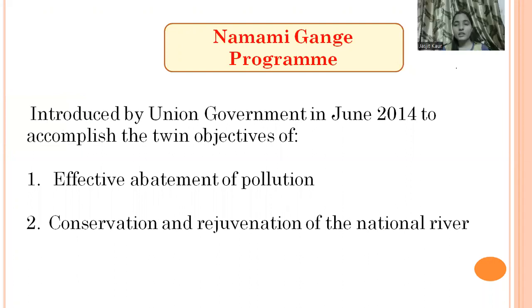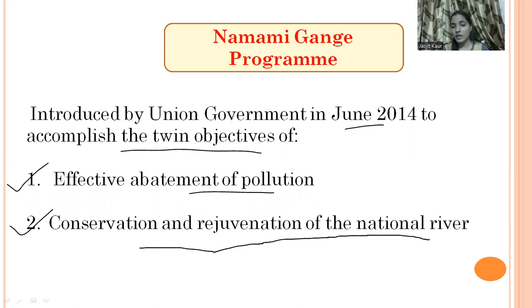As we know, these national rivers are being polluted nowadays, so there are certain programs being initiated by the government for the cleanliness and conservation of these different rivers. One program initiated by the central government for the Ganga river is the Namami Gange program. It was introduced by the Union government in June 2014 to accomplish twin objectives. The first is effective abatement of pollution, and the second is conservation and rejuvenation of the national river, that is Ganga.